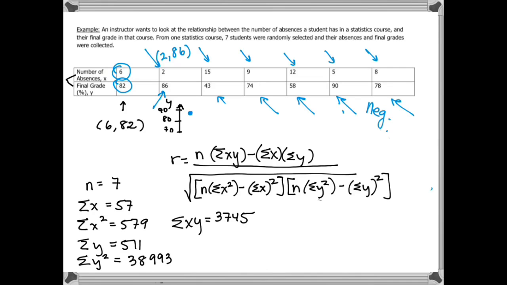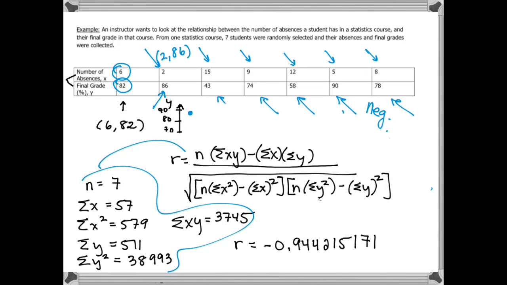And all of that's irrelevant because it gives me the actual r value. If you keep going all the way to the right, it says r equals negative 0.944215171. So if you plugged all of these values into this beautiful formula, you should get this correlation coefficient. We tend to round it to 3 decimal places, so my final answer, I will let that be negative 0.944, which is what I expected.